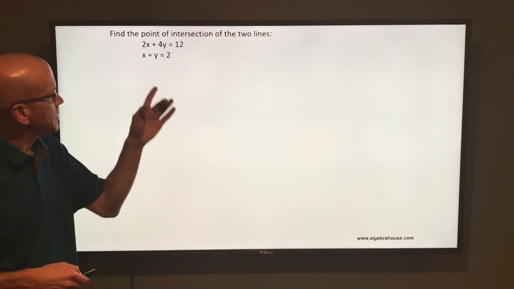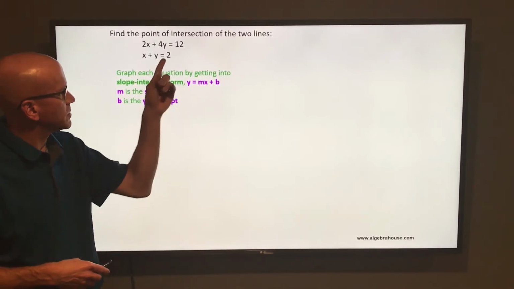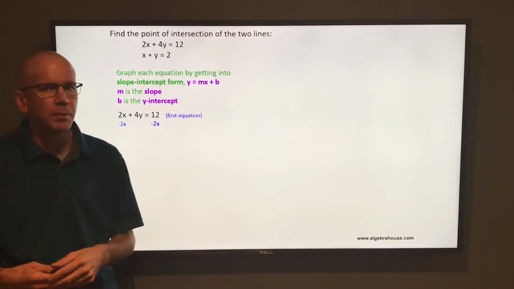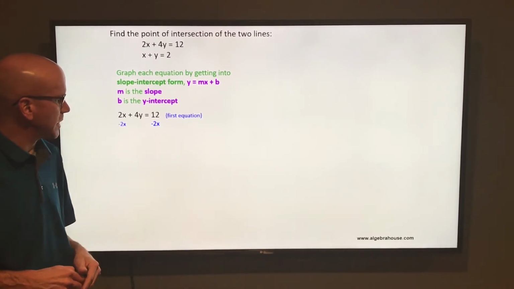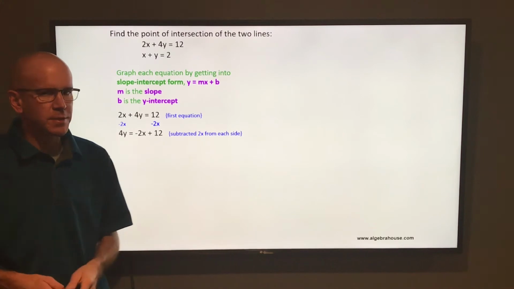So we're going to graph each equation, take that first equation, 2x plus 4y equals 12, and get that in slope-intercept form. So to get that in slope-intercept form, subtract 2x from each side, end up with 4y equals negative 2x plus 12.